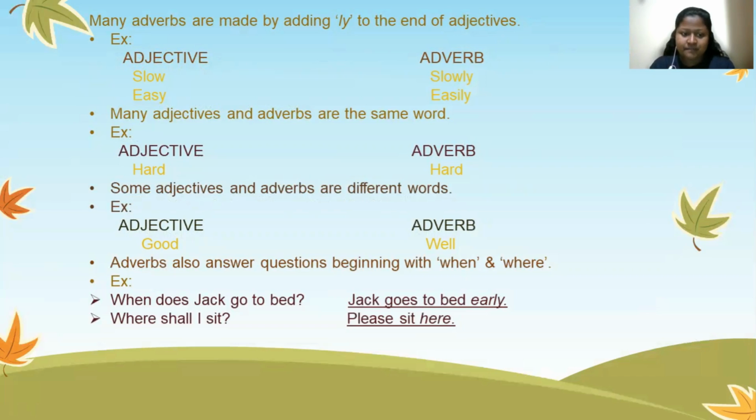It's the same word. Some adjectives and adverbs are different words. Some adjectives and adverbs are completely different words. As you can see, the adjective is good. The adverb, giving the same meaning, is well.